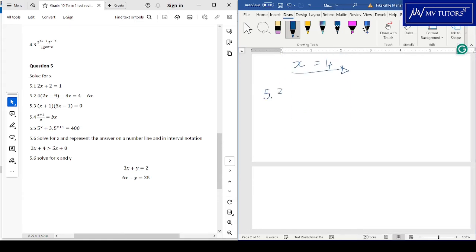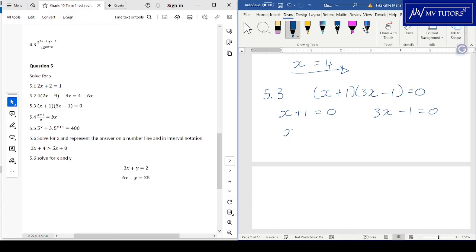So 5.3, what do we have? We have x plus 1 and then 3x minus 1 is equals to 0. Now I know what you are planning to do. You're probably planning to multiply this out, but no, don't do that. From here, we can just say the first bracket, which is x plus 1, is equals to 0. And also, this bracket here, which is 3x minus 1, is equals to 0. So separate them and make both of them equals to 0. Then you can solve for x.